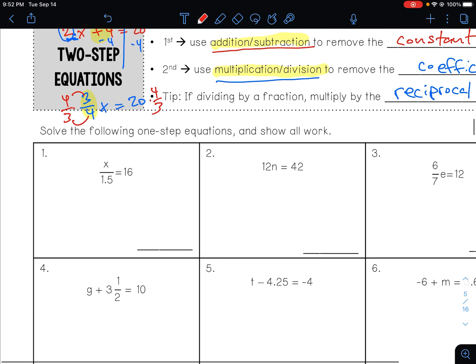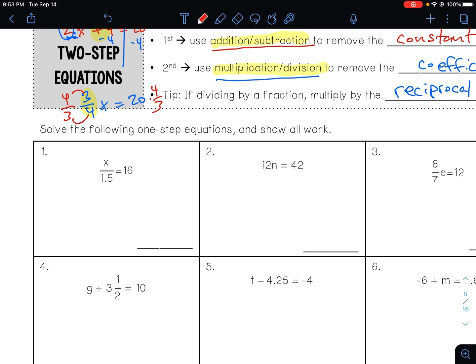All right, let's go ahead and do some examples. We want to solve these one-step equations. Show all our work. Number 1, before we start, I like to draw a wall down the middle of the line. We have x divided by 1.5 equals 16. The opposite of dividing is multiplying by 1.5. So multiply by 1.5, and multiply the other side by 1.5 as well. That causes this to cancel. 1.5 times 16, that is 24, I believe.